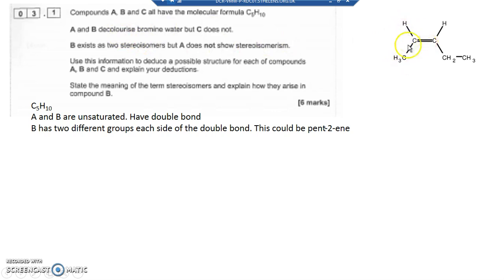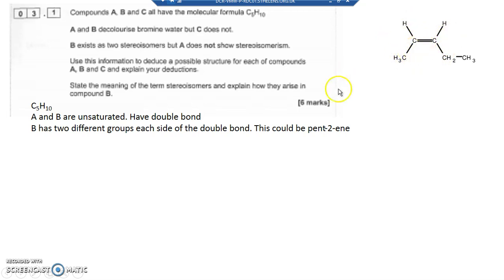Does it have two different groups on the carbon to the left of the double bond? Yes, it has an H and a methyl group. Those two are different. Let's check to the right. An H and an ethyl group. Yes, those two are different. It will show stereoisomerism or geometrical isomerism.